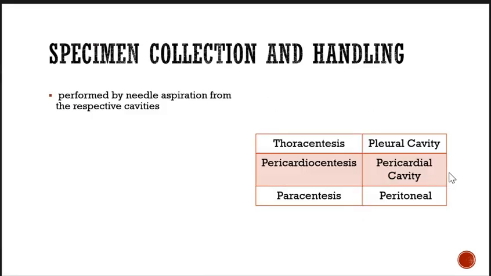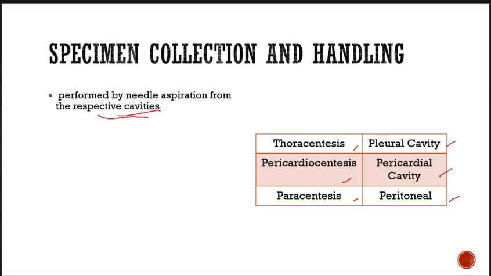So how do we collect the serous fluid specimen? This is performed by needle aspiration of the respective cavities. We have three cavities: the pleural, pericardial, and peritoneal, and they have different names for the procedure. For pleural, that is thoracentesis, pericardial is pericardiocentesis, and paracentesis for peritoneal.